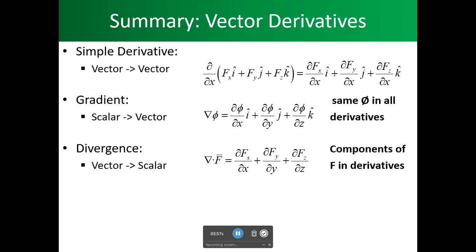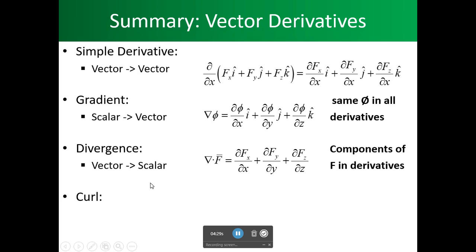The components of f are what is used for the derivative. For the gradient, you're taking all of them. You're not separating them. Here, you're separating them and taking each component separately. That's not what you're doing with a gradient. With the gradient, you're taking the entire function and taking the derivative of all of them.